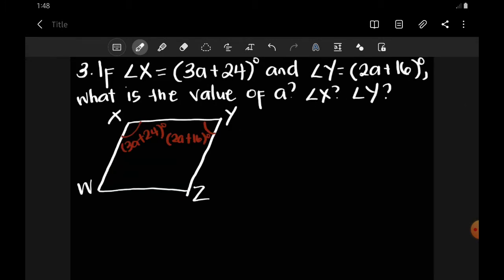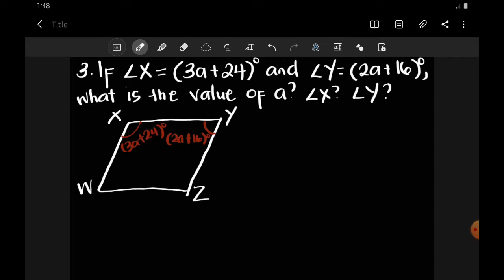Third example, if angle X is equal to 3A plus 24 degrees and angle Y is equal to 2A plus 16 degrees, what is the value of A, angle X, and angle Y? So as we can see on the figure, angle X and angle Y are consecutive, next to each other. So since they are consecutive, the relationship between consecutive angles is that they are supplementary.